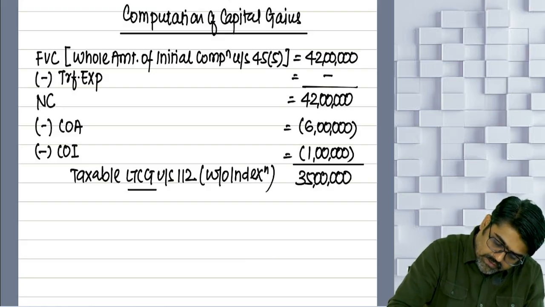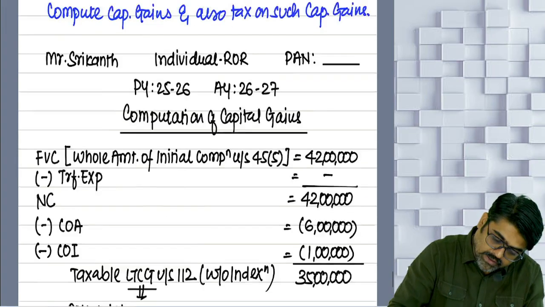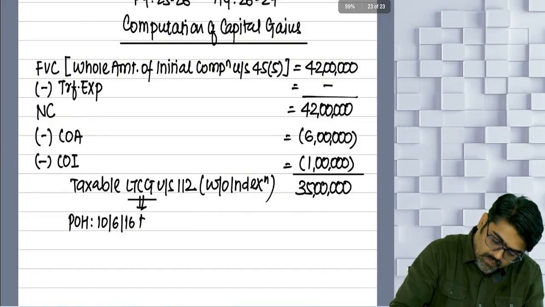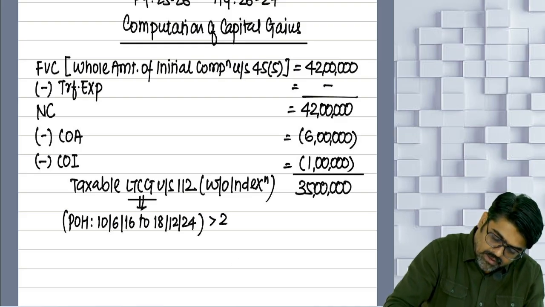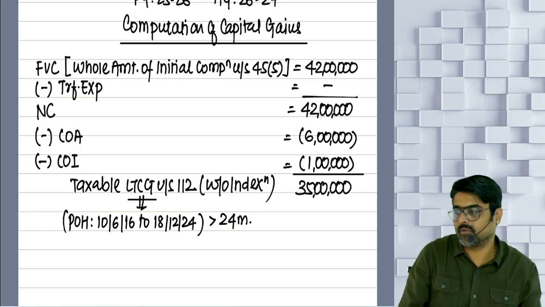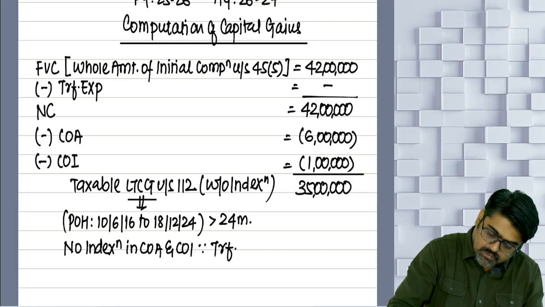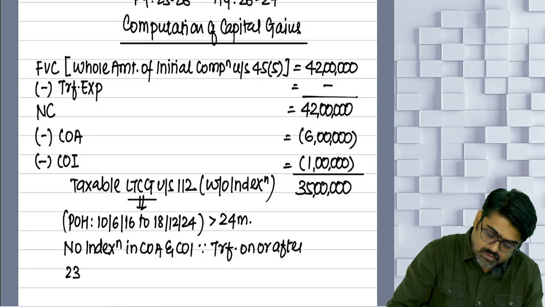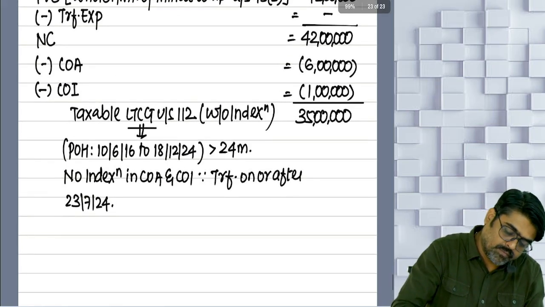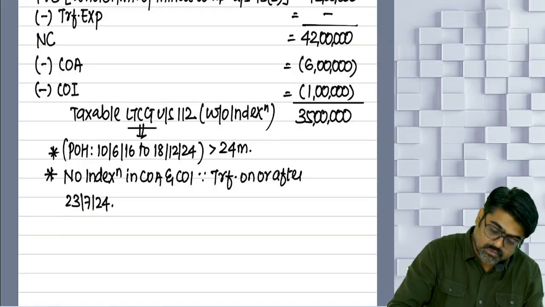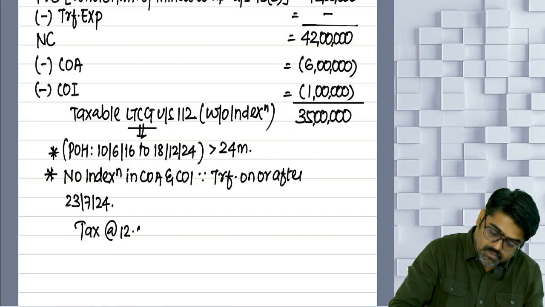Why have you calculated LTCG? Period of holding starts from 10 June 2016 to 18th of December 2024, and this period of holding is greater than 24 months. Therefore, the gain is long-term gain. Yes or no? And no indexation in COA and COI since transfer, transfer means compulsory acquisition, is on or after 23rd July 2024. Now on this, the tax has to be calculated at the rate of 12.5%.